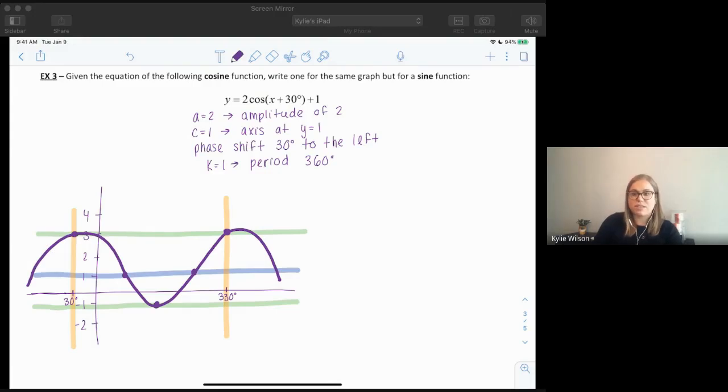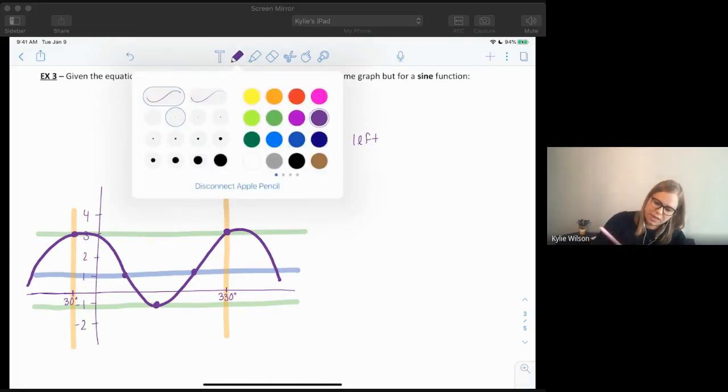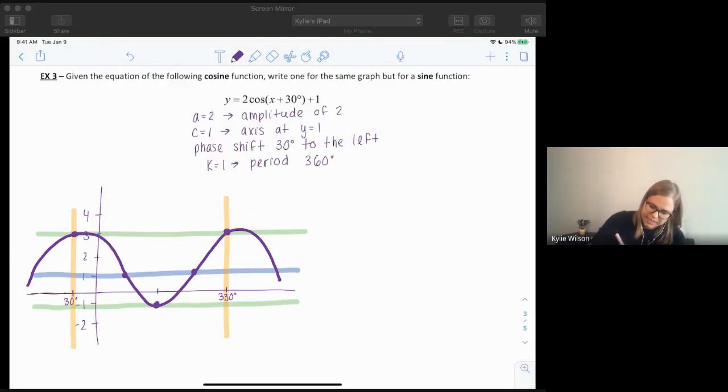Okay, so now we want to figure out where these points are. So this middle bit here is right in between 330 and negative 30. So we're going to do 330 plus 30 divided by 2. So that will be at 150 here, just to organize ourselves a little bit more.